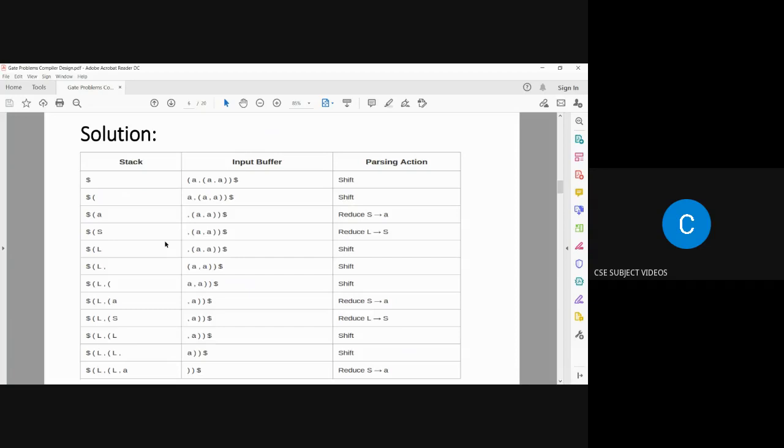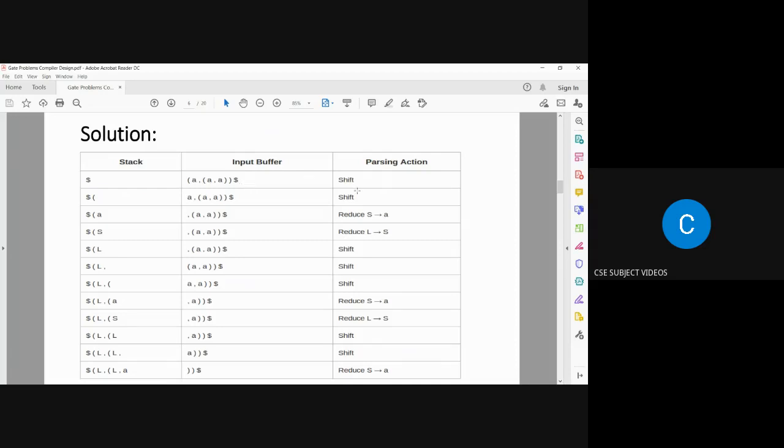Okay, come to same operation we are performing again. Consider stack data structure, then input buffer, and then parsing action. The actual process we are mentioning in the parsing action place. Now, initial configuration of stack is dollar, top of the stack dollar, and then input buffer where input string moves to input buffer, open bracket a comma open bracket a comma a close bracket.